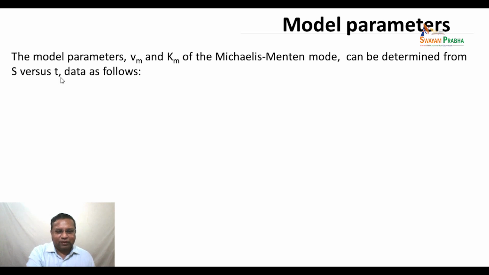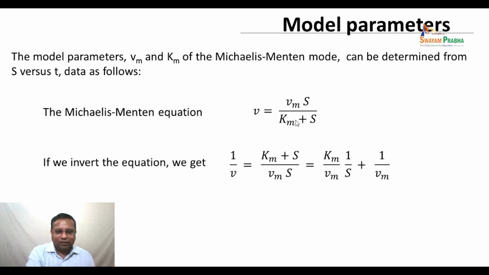We collect S versus T data, and if we do that, the Michaelis-Menten equation is V equals Vmax S by Km plus S. If we invert this equation, taking 1 by on both sides, we get 1 by V equals Km plus S by Vmax S, which can be written as Km by Vmax S plus S by Vmax S. Km by Vmax S becomes Km by Vm into 1 by S, and here the S cancels out, so you have 1 by Vm. If you look at this as y equals mx plus c, you can call this y, this x, this m the slope, and c the intercept.